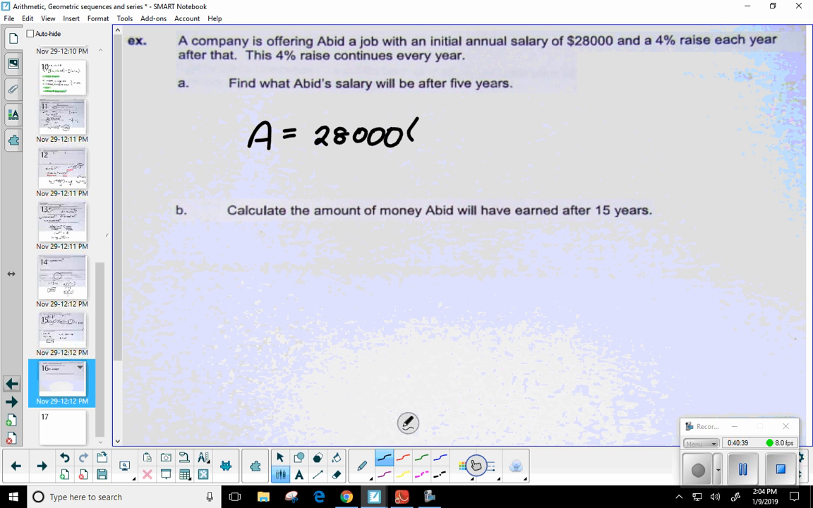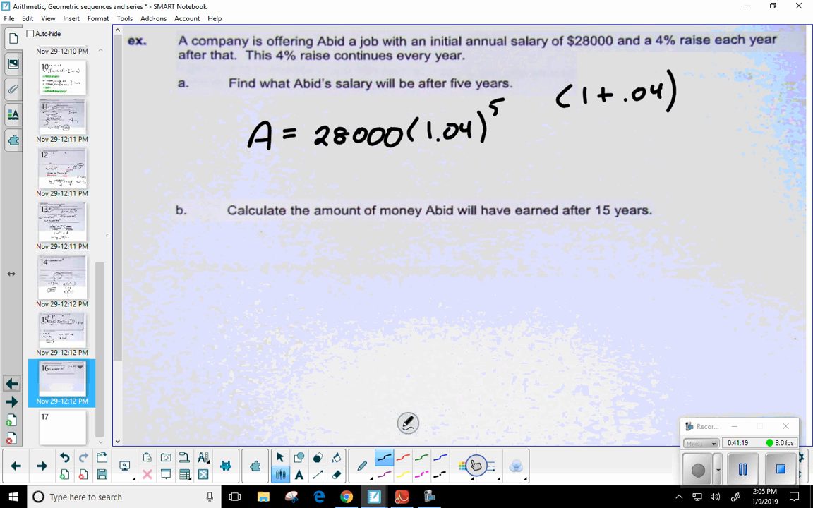So in this case, 4 would be part of it. Remember, we want 1 plus because it's increasing. What's the percent we're increasing? What's that as a decimal? 0.04. So my base would be 1.04. And then where would I put the 5? As the exponent. Is everybody okay with that?